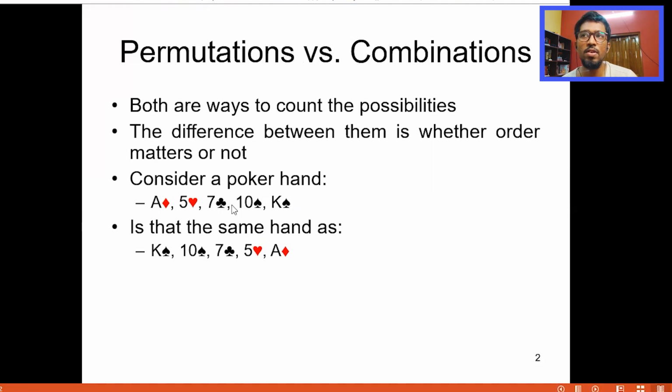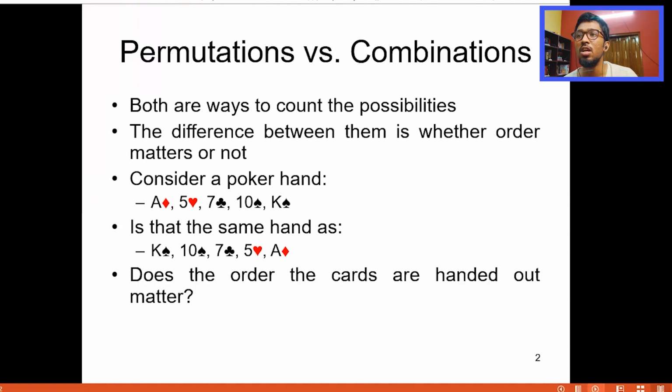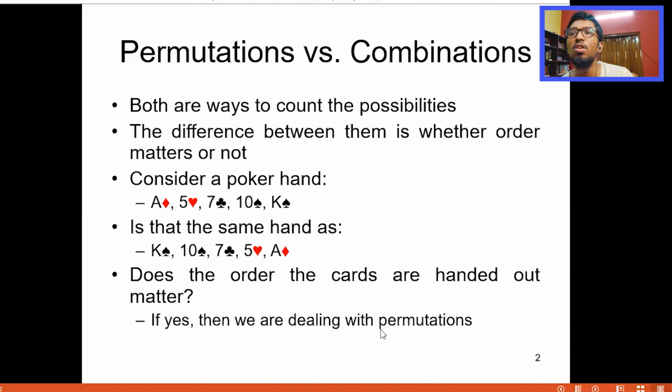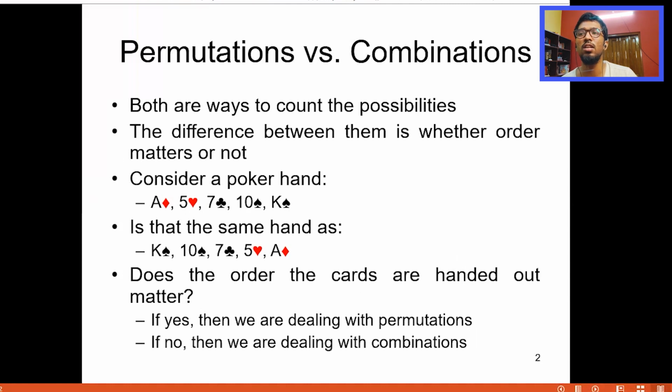Obviously we can see these two hands are not the same, because in the first place we have A, but in the second hand maybe you have the same elements, but the order is different here. As the order is different, there will be two different arrangements, so we call them two different permutations. Does the order in which these cards are handed out matter? Obviously it matters, because they are different. If yes, then we are dealing with permutation. If order matters, then we are dealing with permutation. If no, then we are dealing with combination.